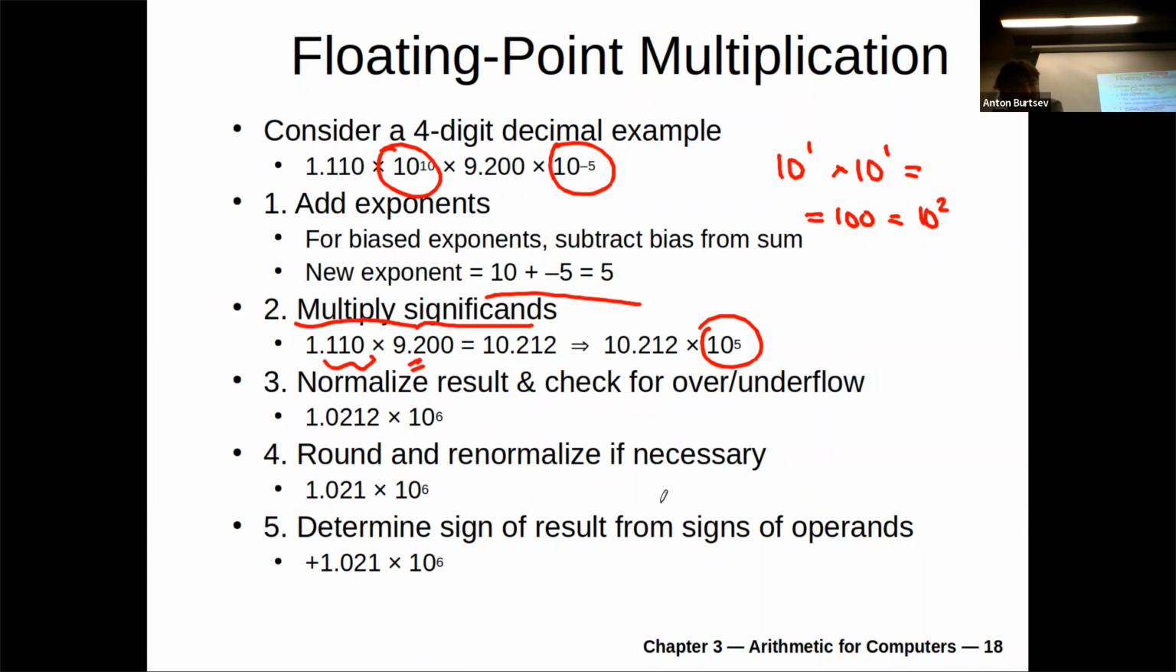And again, if the rounding sometimes breaks your normalization, you normalize again. One specific example: what do you do with the sign? The sign is determined from the sign of the operands. Essentially you multiply them as two positive numbers, but keep track of the sign and then produce the sign accordingly.